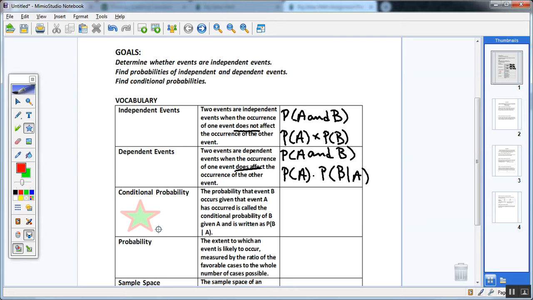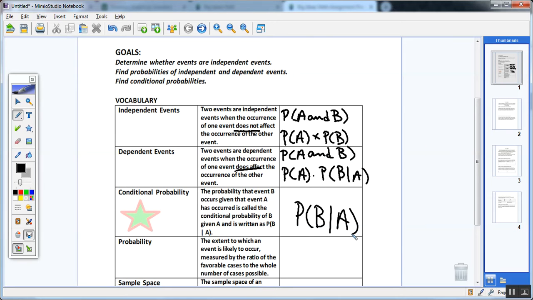And we just kind of talked about this. This is the probability of B given A, written as P(B|A). So this is a conditional probability. It says this is the probability that B is going to happen given what already happened, A. So the probability of B happening given that A has happened already. All right, so that's going to be a term that we need to know.